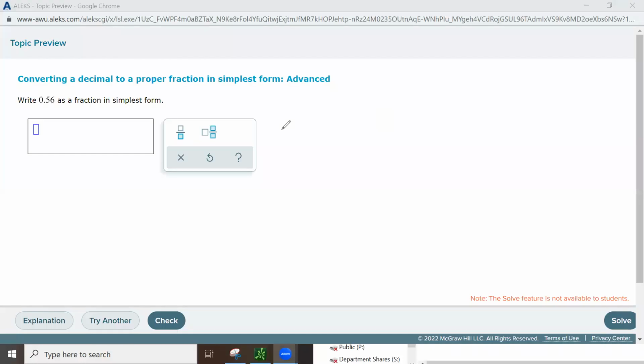Okay, so now we're going to do the same thing, but now we're going to simplify afterwards. So 0.56, like we just learned, that's going to be 56 hundredths. Or you can just say to yourself, how many decimal places are there? Well, there are 2 decimal places. Okay, so I need 2 zeros. That's pretty easy.